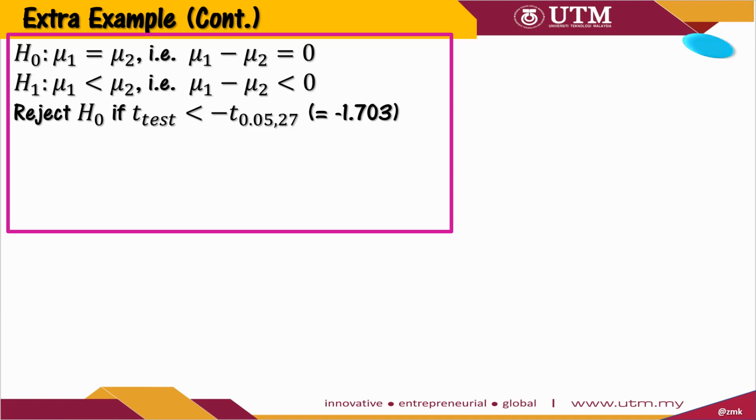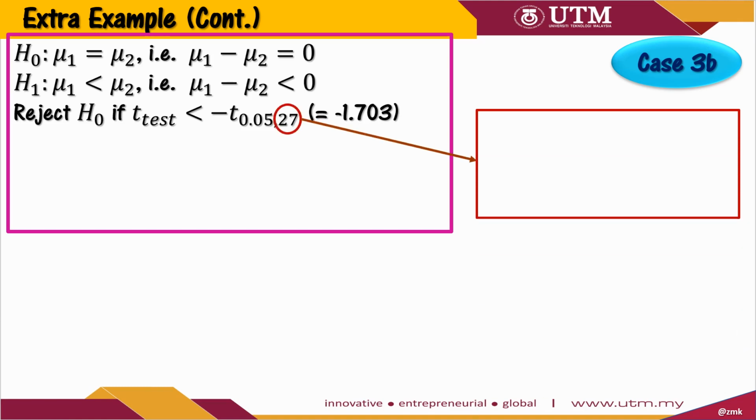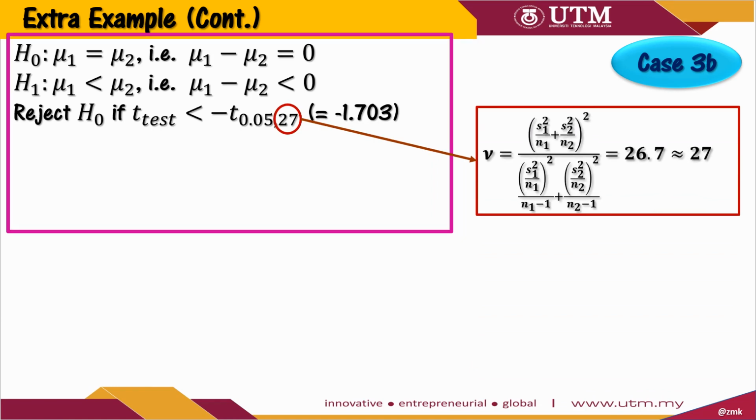Remember, in case 3b, where the population variances are unknown, the sample sizes are small, and more importantly, the population variances are assumed unequal. The definition of degrees of freedom is not straightforward, as given by this expression, where you can refer to the statistical table booklet to obtain this formula. Substituting all required values in the formula will give you nu around 26.7. By rounding off this value to the nearest integer, then we have the degrees of freedom nu equal to 27.